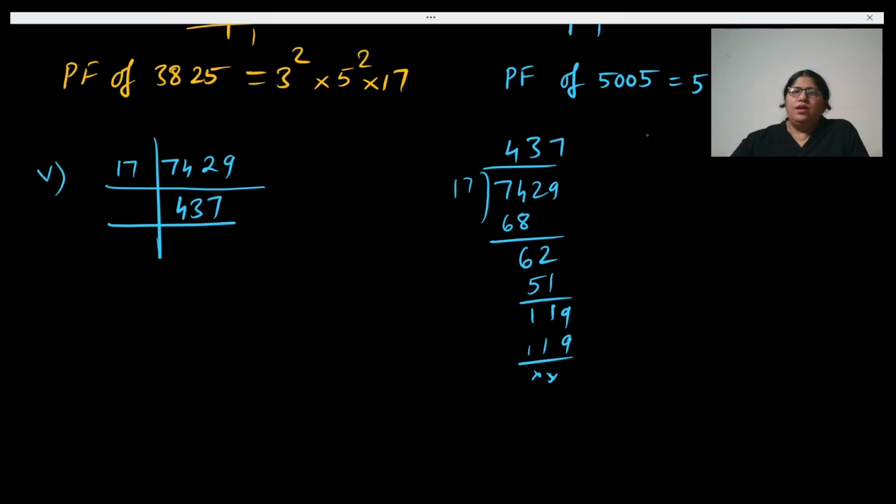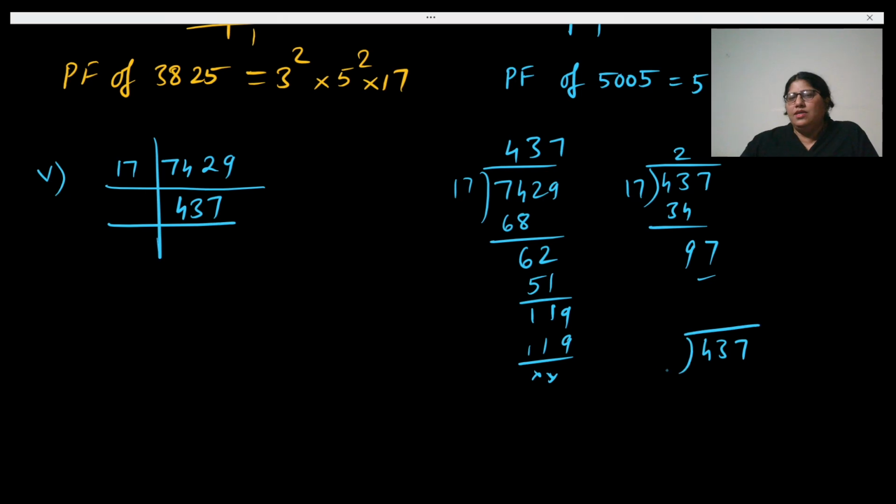Now 437, is it divisible by the initial numbers? Not. So just check for 17: 17 twos are 34. Then here it is 9, right? 7, it won't come in 17's table. So what is the next number? Next prime number is 19. So 437, is it divisible by 19? Here 19 twos are 38, and here 5, and this is 19 threes are 57.